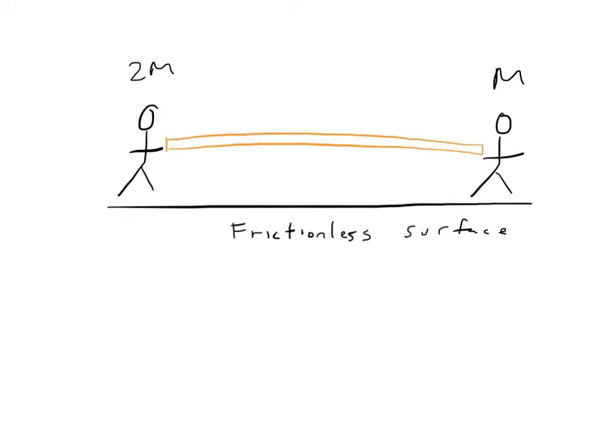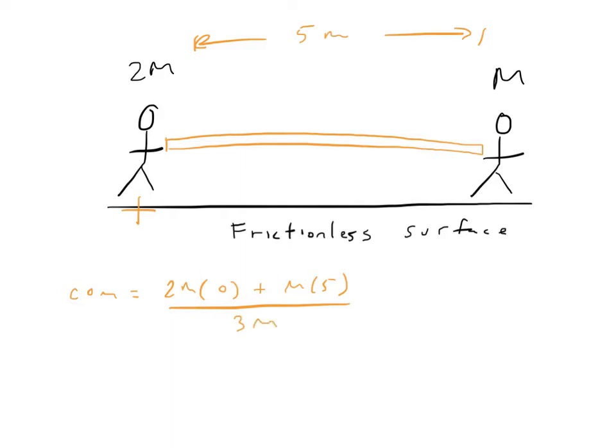Okay, so first of all, where's the center of mass? We could find out pretty quickly. If we call this the origin, and let's call this a distance of 5 meters, the center of mass would be 2m times 0 plus m times 5 all over the total mass, which is 3m. So we get that the center of mass is at the point 5/3.